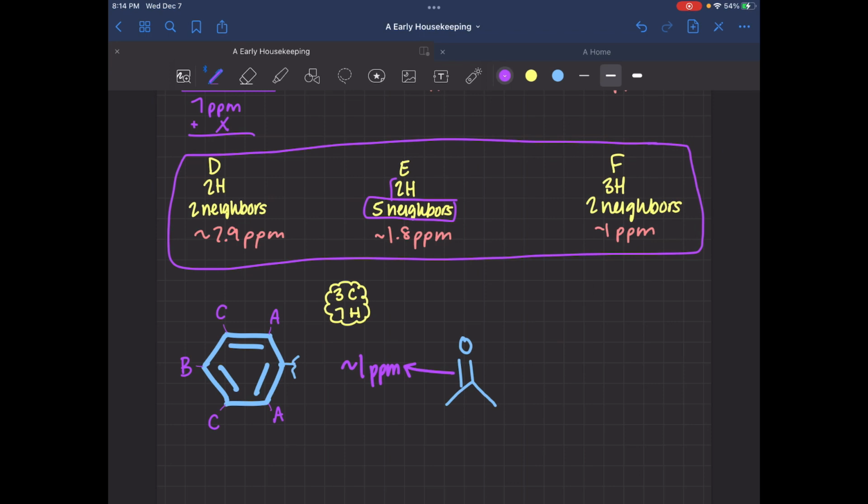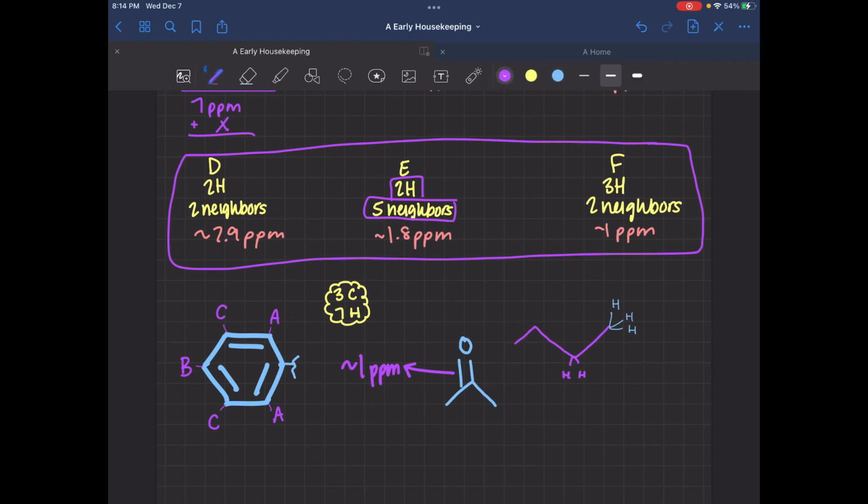And it has 2 hydrogens at that position. So let's draw something like this. How are we going to get 5 neighbors? I've got the 2 hydrogens here, and I'll draw the neighbors in different colors. Hydrogen, hydrogen, hydrogen. This would also have to have 2 hydrogens. Well, what's going to have 2 hydrogens?